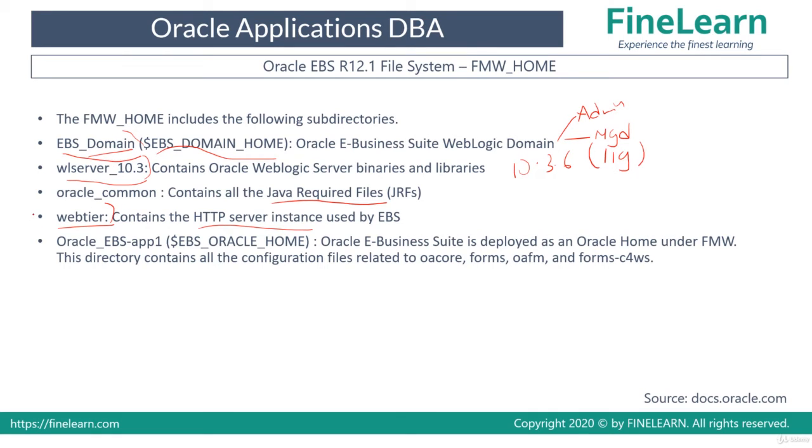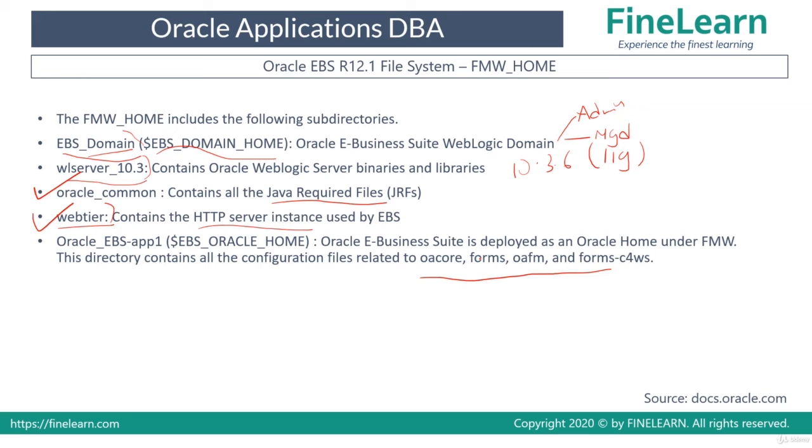So webtier is also one of the Oracle homes, and oracle_common is also an Oracle home. And the last but not the least is basically the EBS Oracle home directory. The EBS Oracle home directory basically contains all the configuration files which are related to the managed servers, that is OA core, forms, OAFM, etc. So this is also one of the Oracle homes which is there under the Fusion Middleware home.